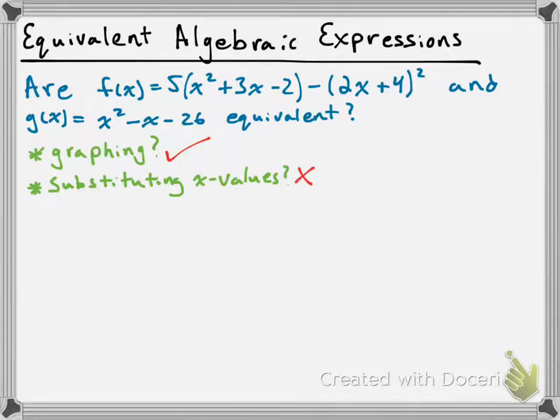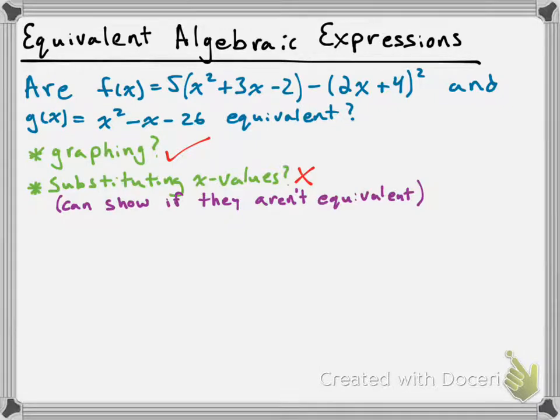So unfortunately, substituting x values will not be able to prove that they are equivalent, but it is a way that you could check to see if two expressions are not equivalent. For example, if these two functions would give you different results when you substituted in x equals 5, then since you found an x value where they give you two different y values, that's proof that they're not equivalent. So all you need is one x value to prove that they're not equivalent, and that's where substituting x values could come in handy.